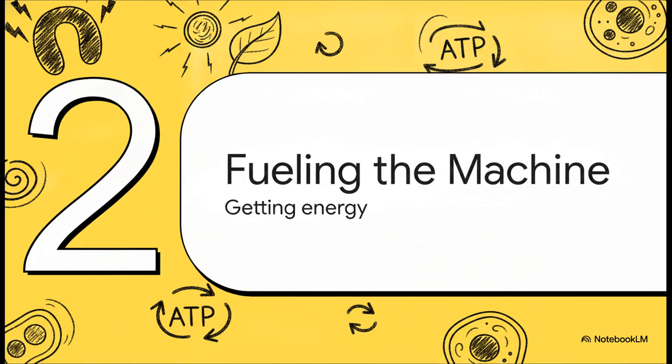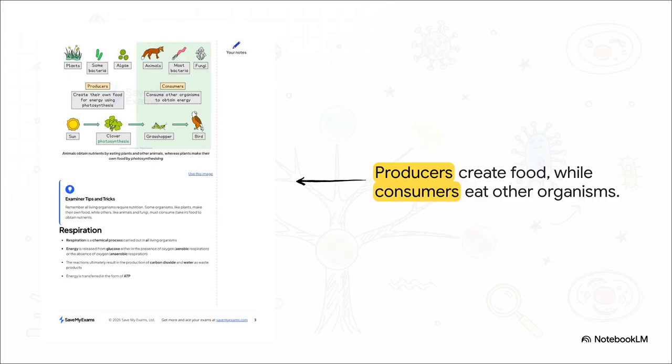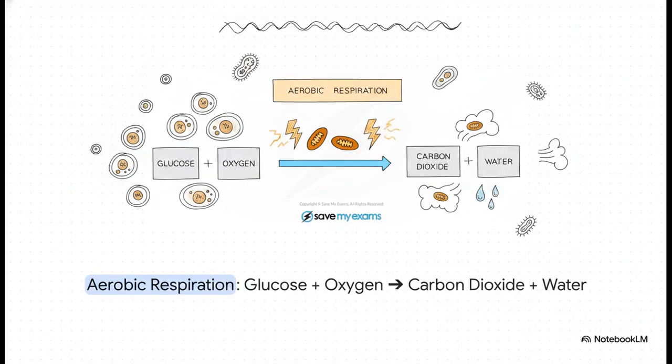Moving right along to section 2, fueling the machine. Look at the clear visual split in how organisms actually fulfill that nutrition rule we just talked about. On the left side, we've got producers, like plants. They harness sunlight, carbon dioxide, and water to literally synthesize their own food through photosynthesis. Pretty amazing, right? Then, over on the right, we have consumers, like animals and us. We are forced to eat other living organisms to get the complex energy and nutrients we need just to survive and grow.